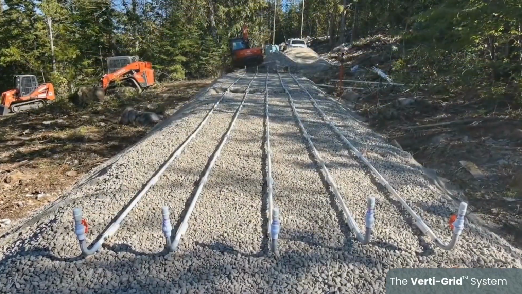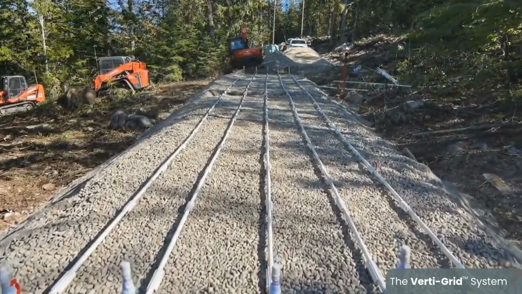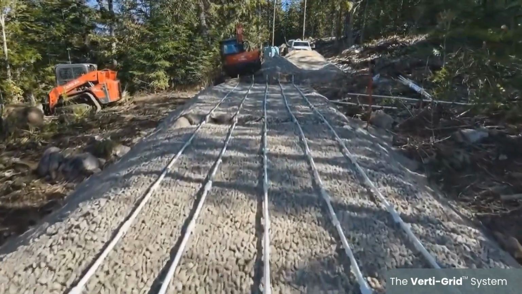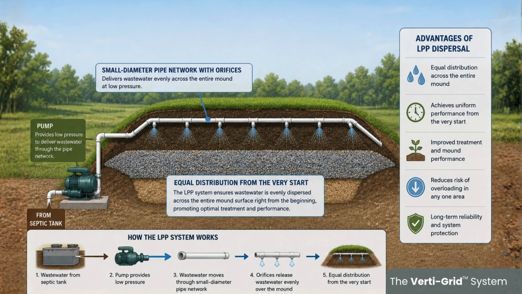The distribution method in the best mound designs utilizes a small diameter pipe network with orifices and a pump. This is called a low-pressure pipe, LPP, dispersal system to achieve equal distribution. There are numerous advantages to the use of LPP dispersal to achieve equal distribution of the wastewater over the entire mound from the very start.